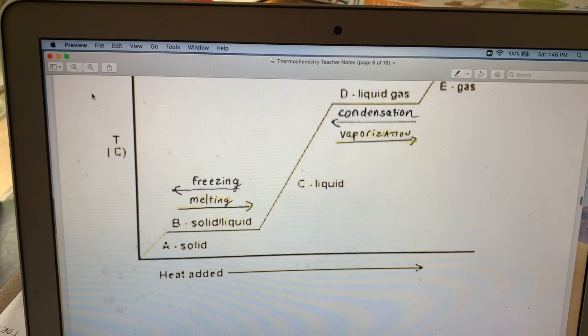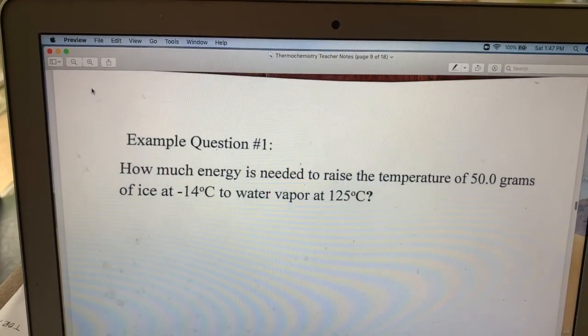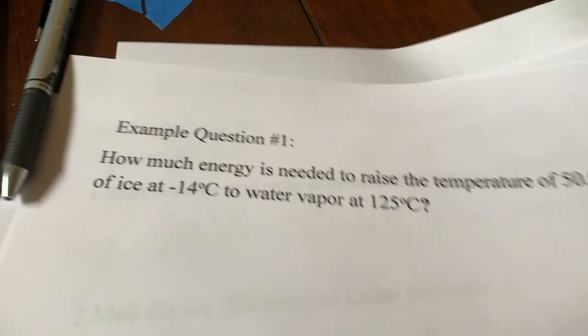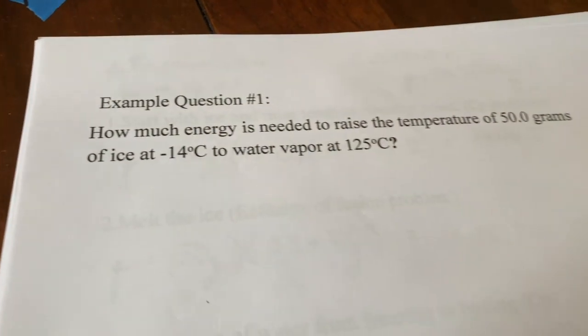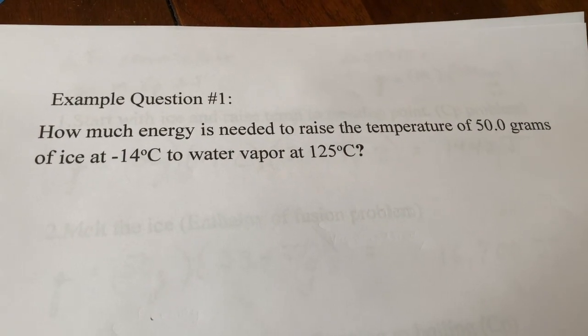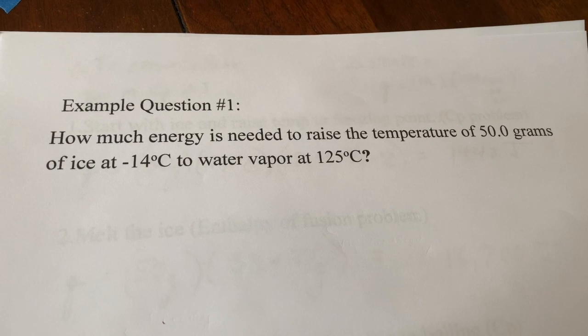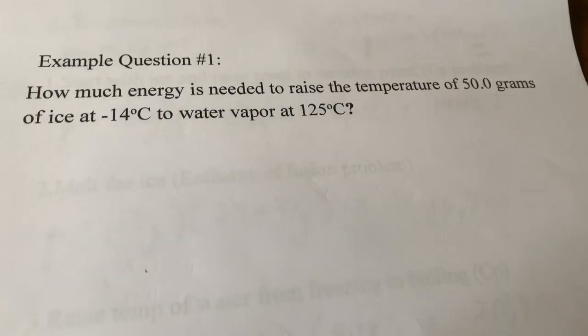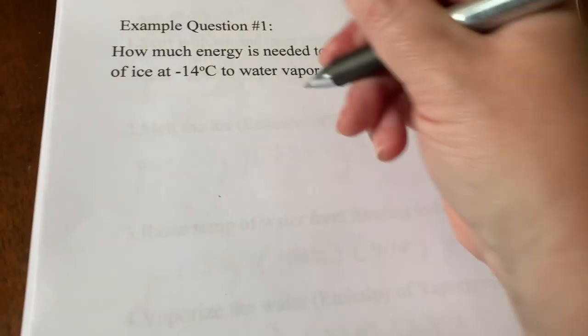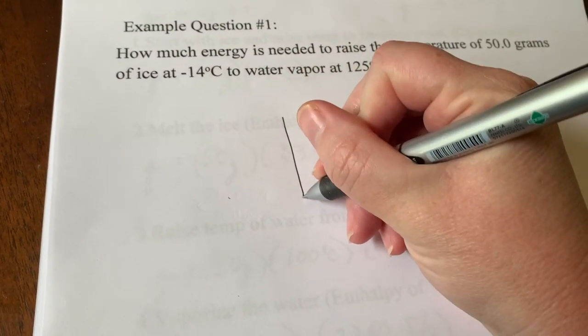Let's take a look at a sample problem, and I'm going to move you right over here so I can write on my paper. Here is our example question. How much energy is needed to raise the temperature of 50 grams of ice at negative 14 to water vapor at 125? I always think it's a really good idea to draw one of the graphs.